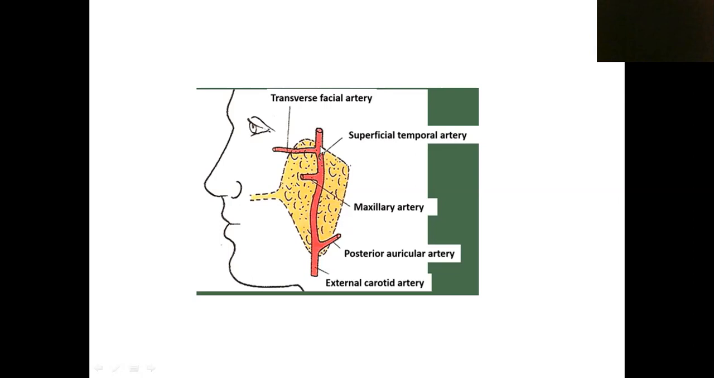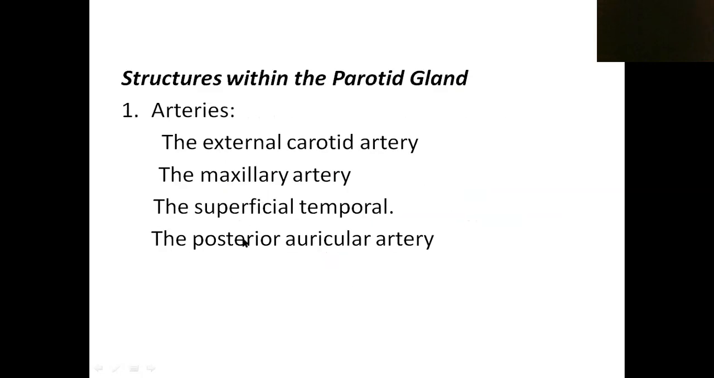It's a minor branch. Actually, it's a branch of the superficial temporal artery. This is the superficial temporal artery. It gives a branch, that one is the transverse facial. Okay, so anyway, 3 major branches. See, this is the external carotid artery. After entering the parotid gland, the external carotid artery gives 2 terminal branches, the maxillary and the superficial temporal. This is the maxillary artery, and this is the superficial temporal artery. The superficial temporal artery gives the transverse facial artery, and the external carotid gives the posterior auricular artery. So these are the arteries seen inside the parotid gland: the external carotid artery and some of its branches.